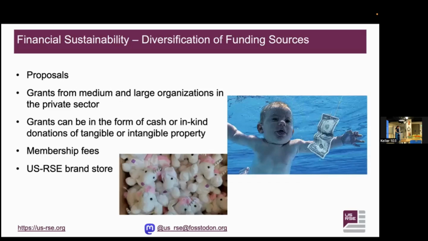And we have to have financial sustainability. So I need to look into proposals and grants. One is for medium and large organizations, since we are now a non-profit. We have grants in the form of cash or in-kind donations, maybe membership fees. We have such a great community and we want to grow it further, so that is a topic we are very careful with. And maybe we get a USRC brand store and have many unicorns to sell.